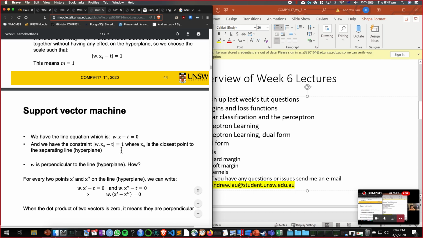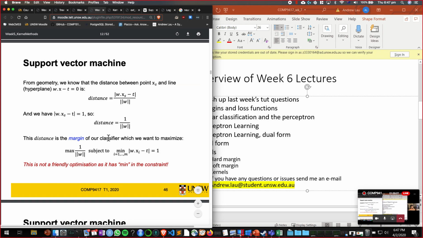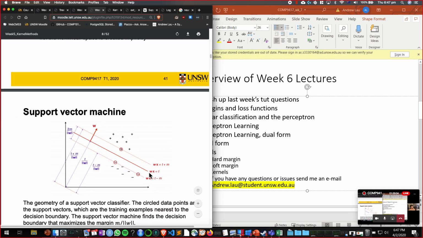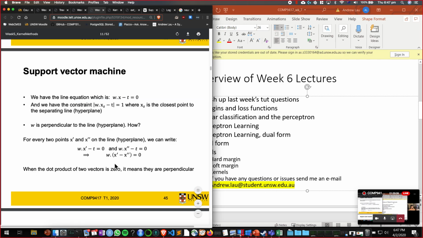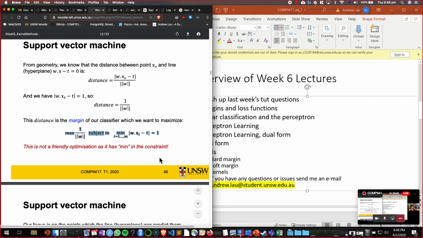I'll need you to go through the maths. It's quite involved, honestly. But long story short, they simplify everything into this. So your optimization problem went from here, and using a few geometric results, it turns into maximizing this subject to this. Now, the problem is this is not good to optimize. And this is where that concept of duality comes in. We're like, okay, this is hard to optimize. How can we improve this?